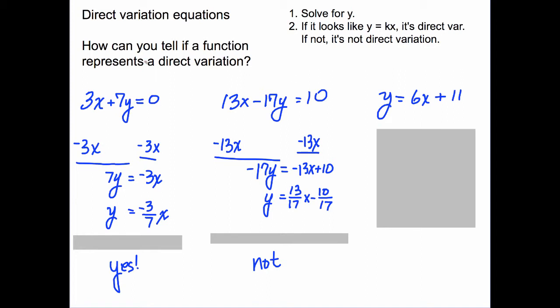Let's take a look at the third equation. Now, the third equation, y equals 6x plus 11, is not a direct variation because it's not in the correct form. So we would need to see y equals kx, but then we have this other thing here, so this is not a direct variation.